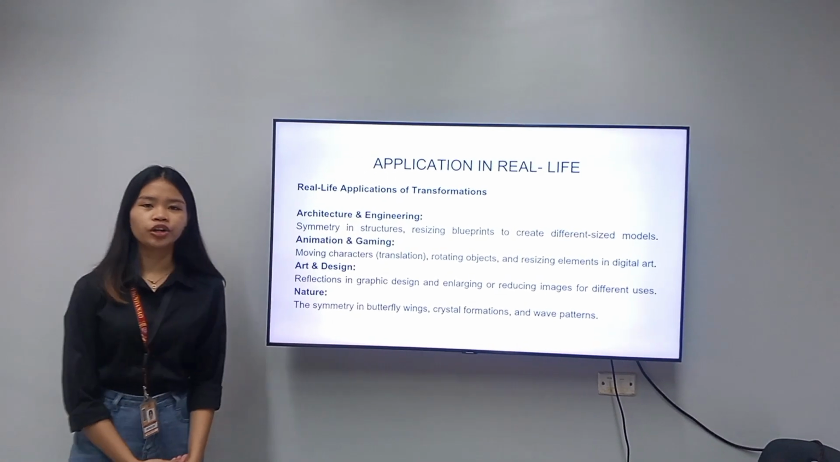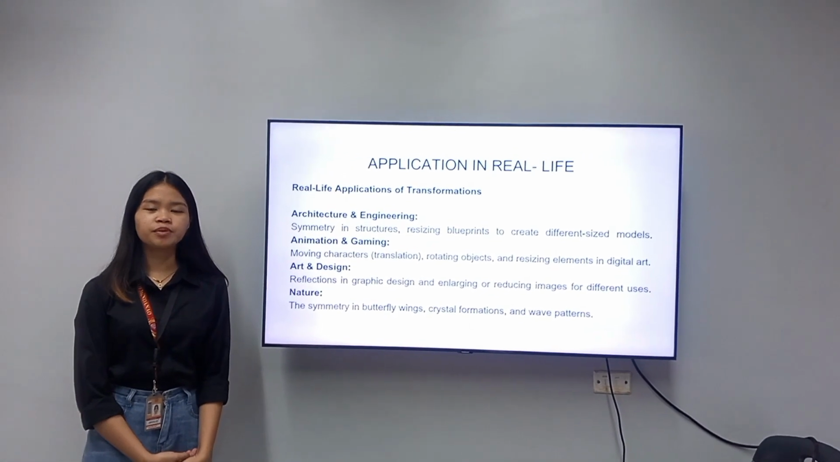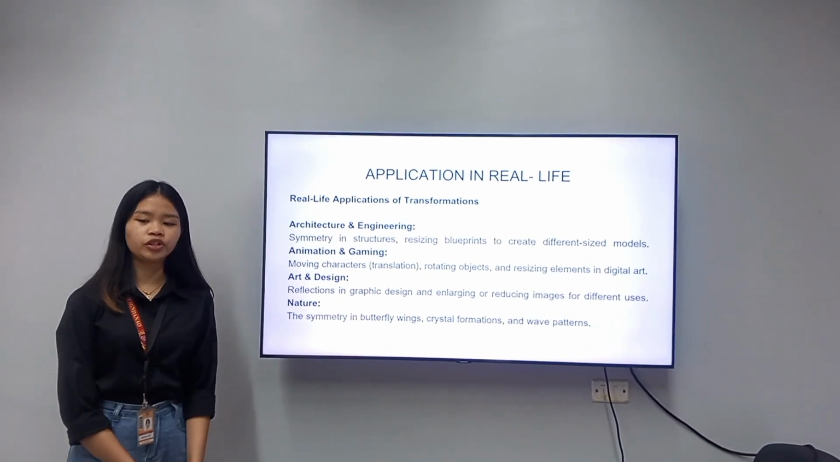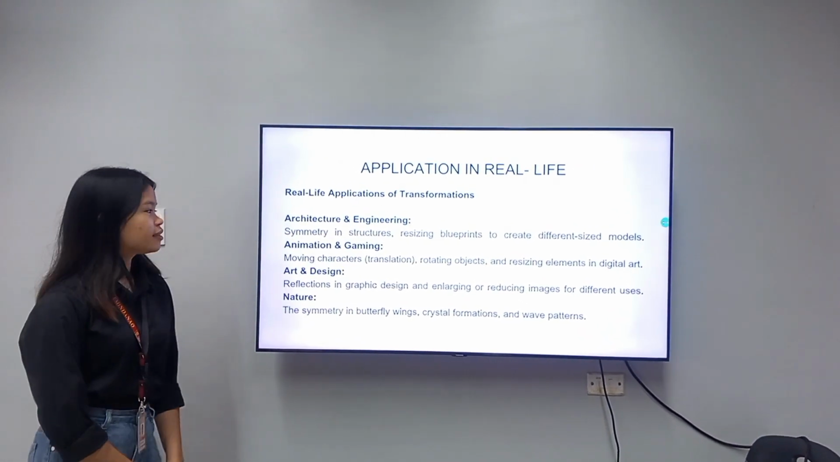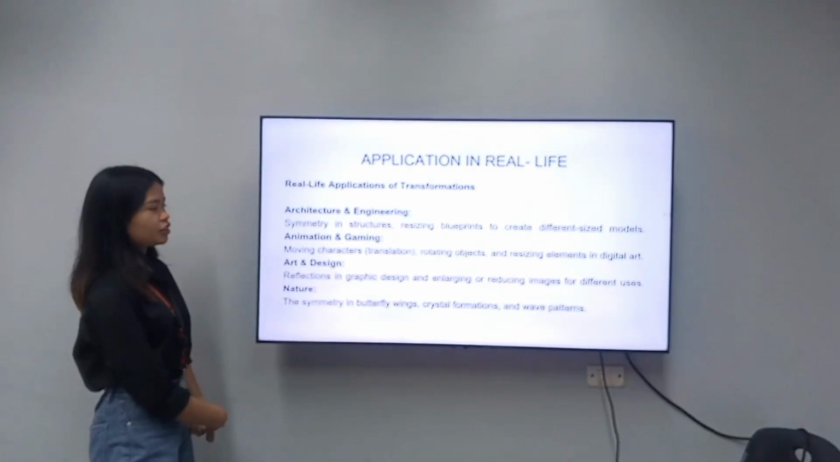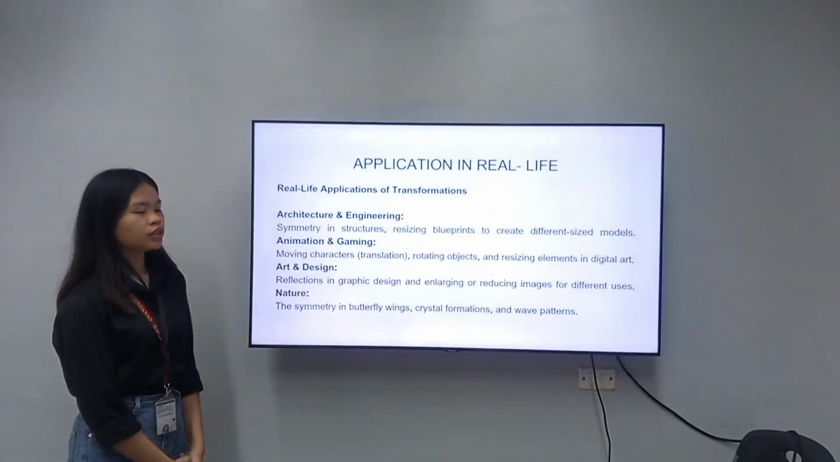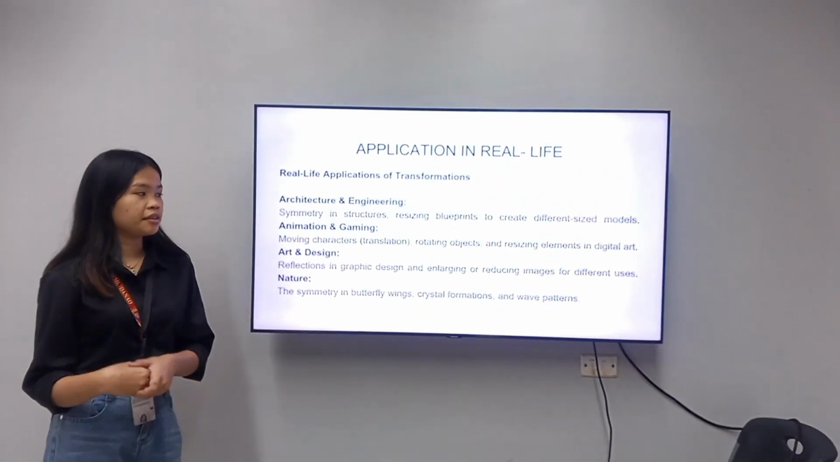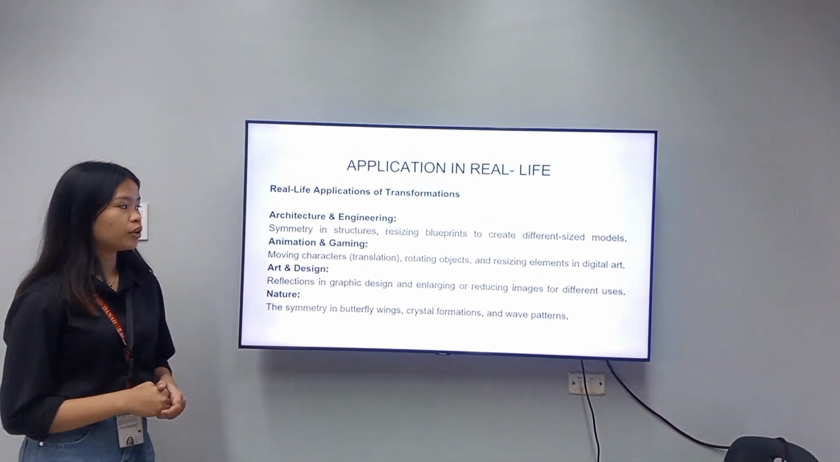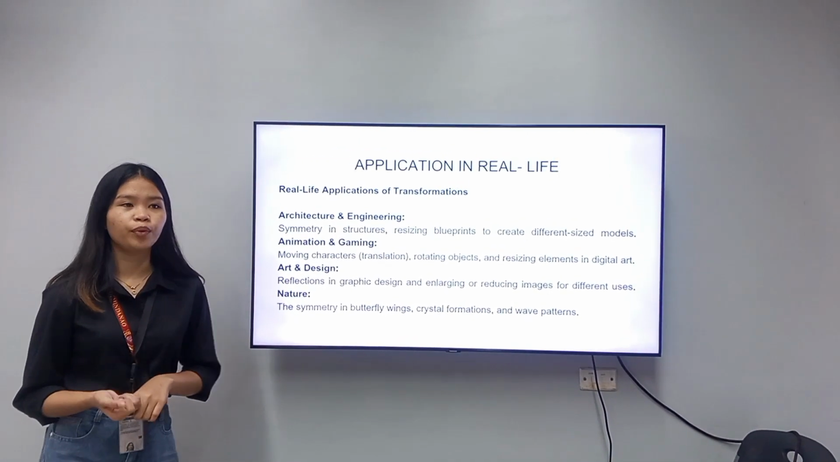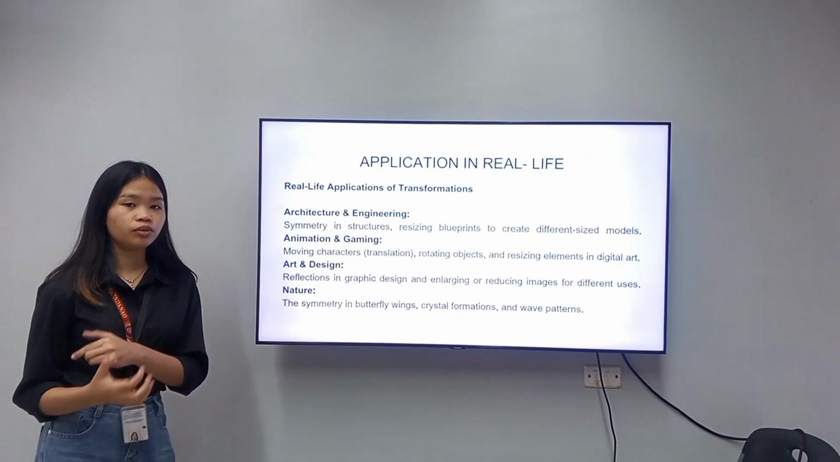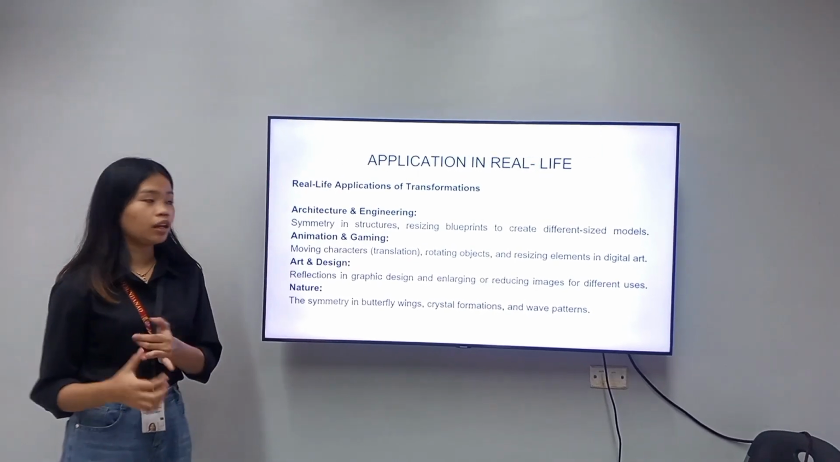Geometric shape transformation in real life applications. An example is architecture and engineering. Geometric transformation is used in engineering for symmetry in structures, like resizing blueprints to create a different size model. Resizing a blueprint is an example of dilation. It could be reducing or enlargement.